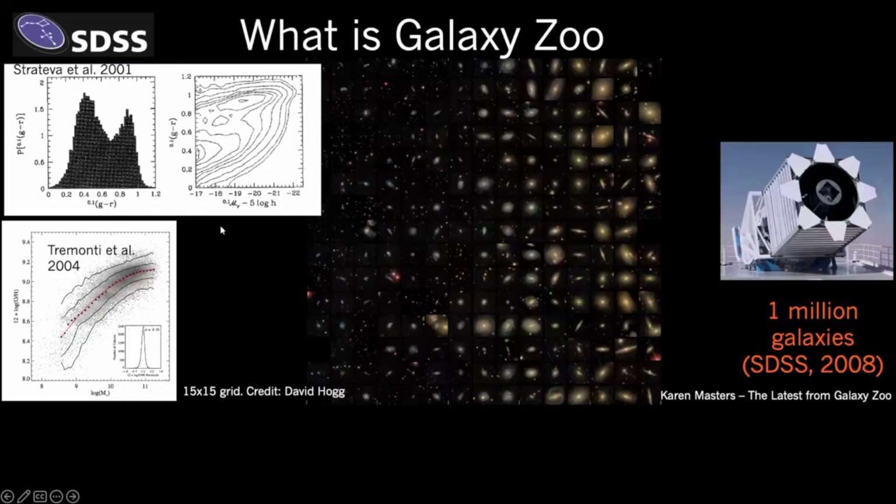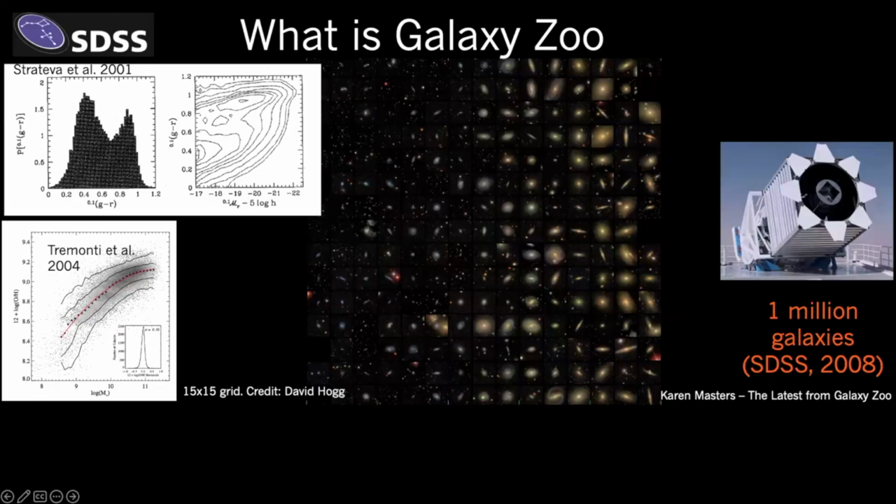Okay, so what is Galaxy Zoo? Well, the short answer is that it is a solution to the big data problem in astronomy. Back in the early 2000s, the Sloan Digital Sky Survey put out its initial sample of 1 million galaxies, so 1 million images of galaxies and redshift, so physical properties could be measured. So how do you deal with this as an astronomer?